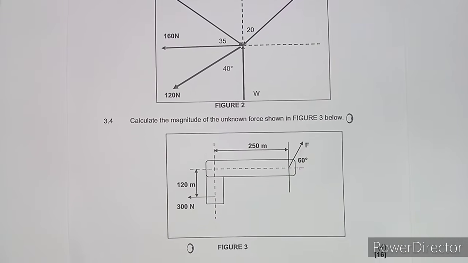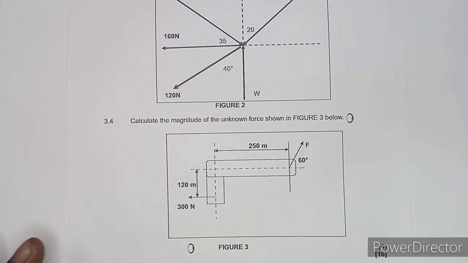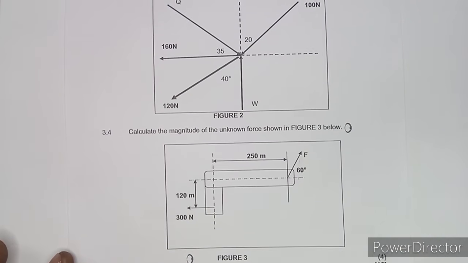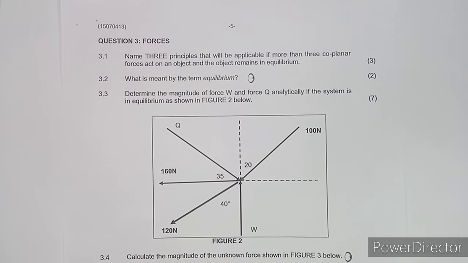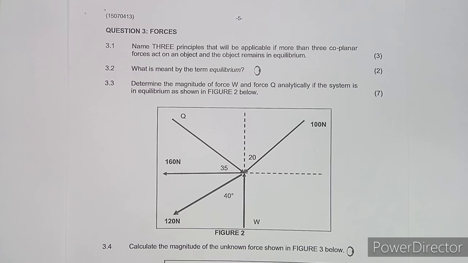So that was basically everything on this question here. We just want to see how we were supposed to answer a typical question like this. All right, so the first part is 3.1, where we were asked to name 3 principles that will be applicable if more than 3 coplanar forces act on an object and the object remains in equilibrium. What are the principles that can be applicable in a condition like that?